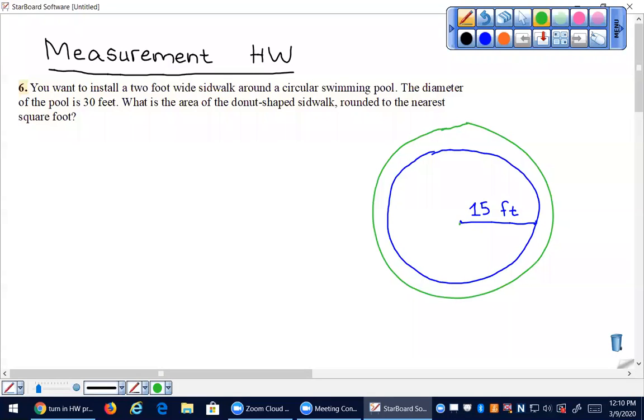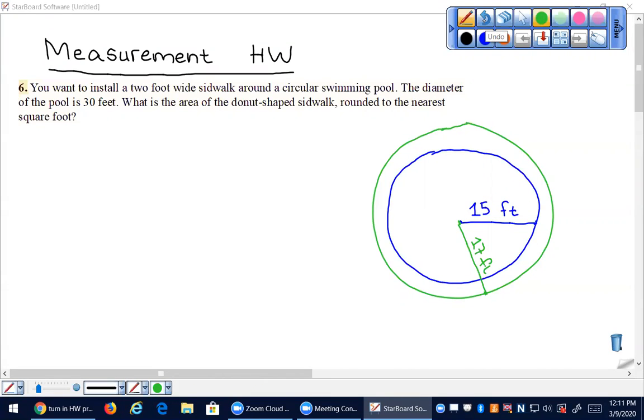The bigger circle around it also has a radius. What's the radius for the bigger green circle? 17. Great. And how did you get that? Yeah, we know that this distance is 2. So if it's 15 to get to the edge of the blue, then it's 2 more to get to the very edge.